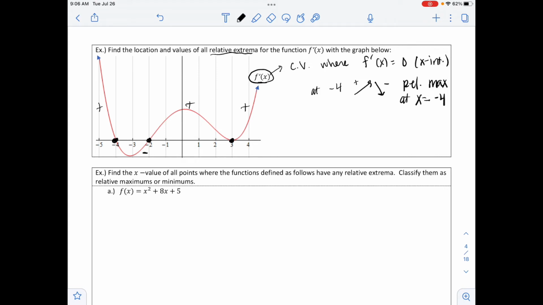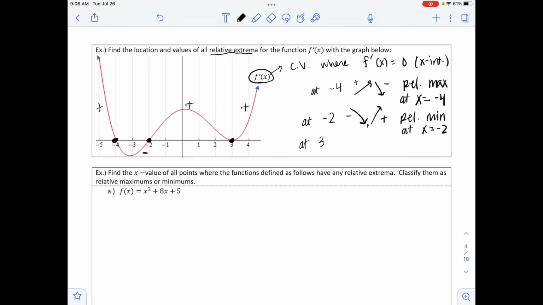We don't have the original function, so I'm unable to find what the y values are at those. And then we have our next one, which is at -2. And at -2, it goes from decreasing to increasing. And so we have a relative min at x equals -2. The last critical value that we have is at x equals 3.